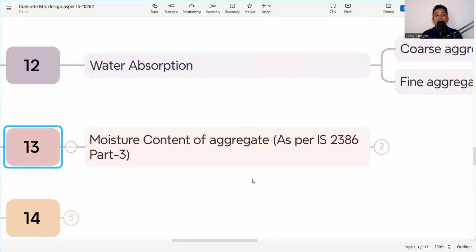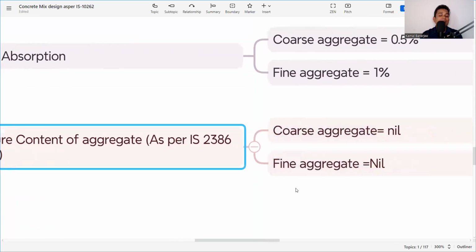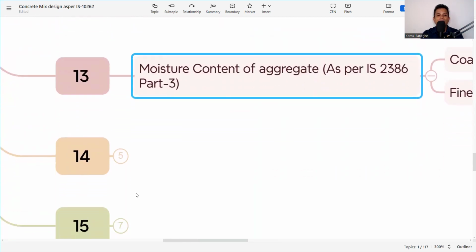The next is moisture content of aggregate. Here the coarse aggregate is nil, fine aggregate nil. Why? Because we are taking the coarse aggregate and fine aggregate in SSD condition. If it is not in SSD condition, then the moisture correction clause has to be applied. But here we are taking SSD condition, so the moisture content is nil for the coarse aggregate and the fine aggregate.